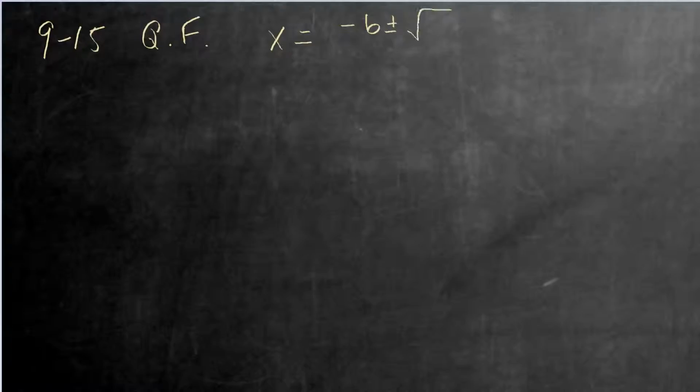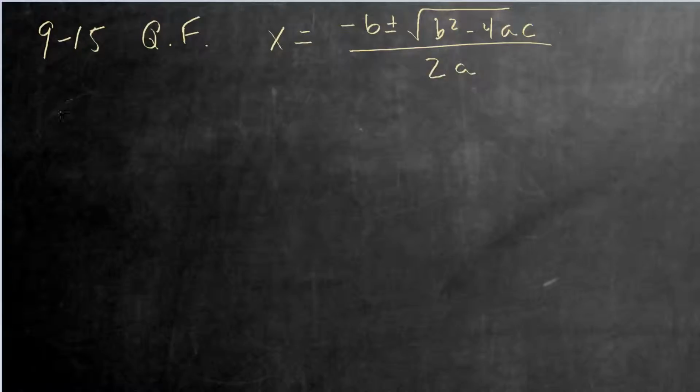And number 15 says, use the quadratic formula to solve the equations below for x if possible. Check your solutions with your graphing calculator. So if I'm going to use my quadratic formula, I like to write out what is the quadratic formula. Negative b plus or minus square root of b squared minus 4 times a times c all over 2a.